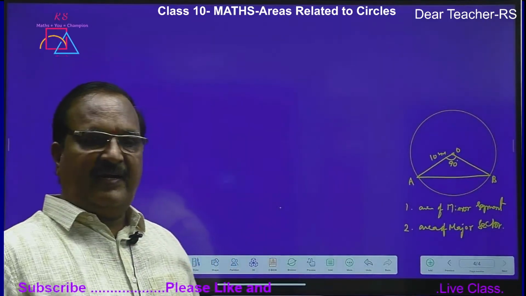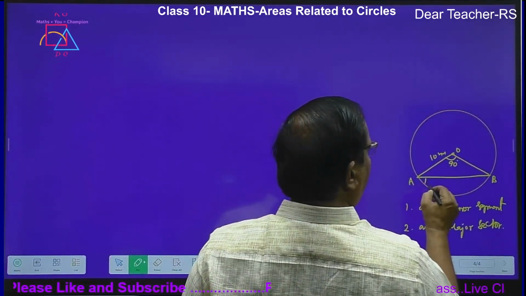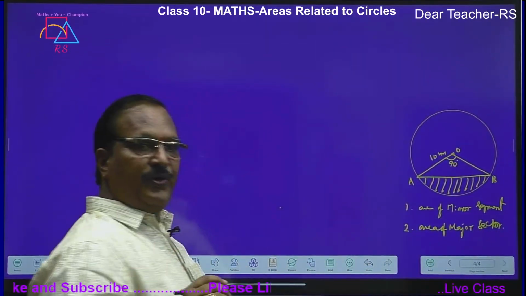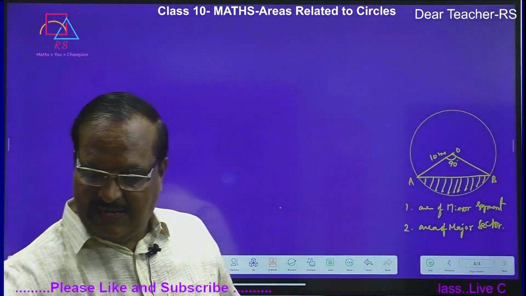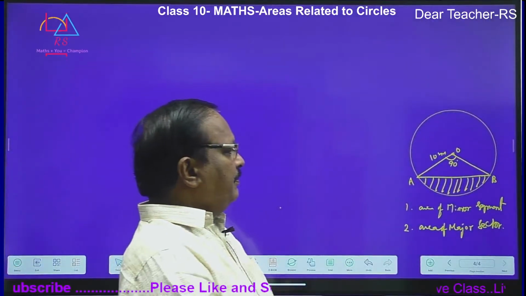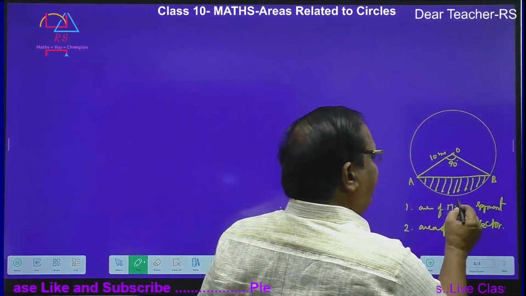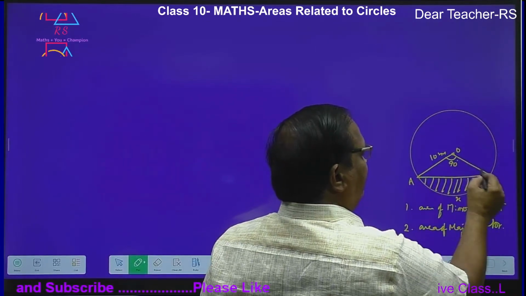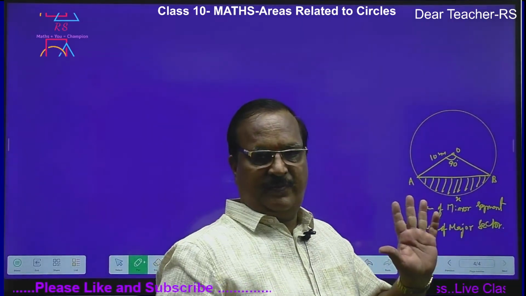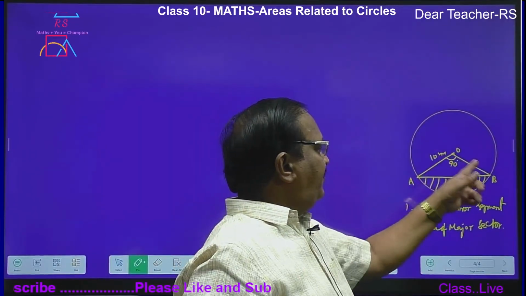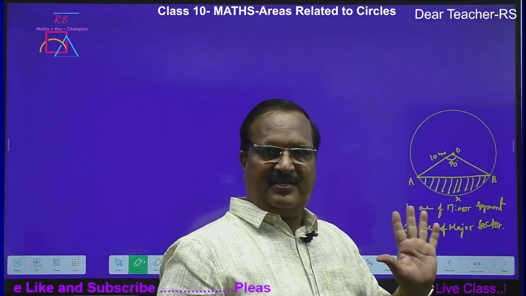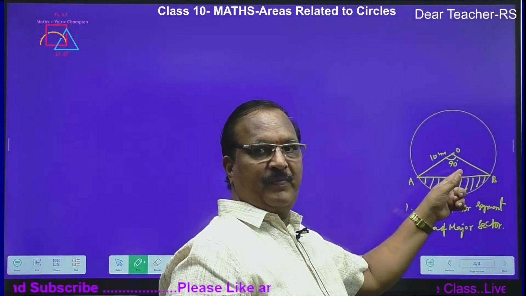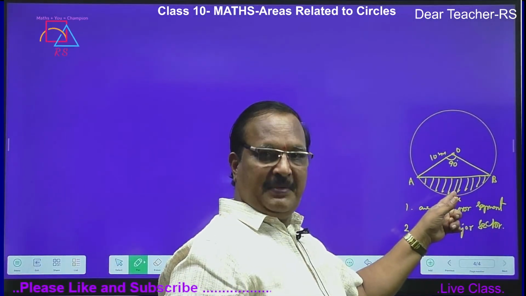So let us find out minor segment means this one. I am shading it. This is the minor segment. Okay. How do you get minor segment area? Let me clarify one more time. Minor segment area: there is a radius, minor sector AXBO, otherwise AOBX is a minor sector. AOBX is a minor sector, minus this triangle AOB is equal to minor segment.